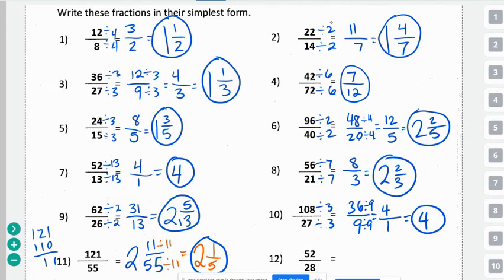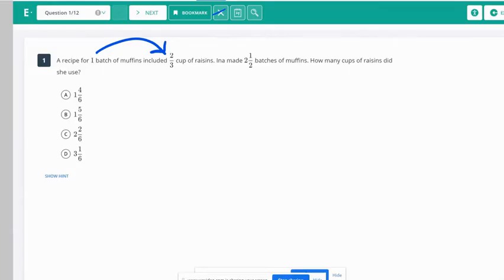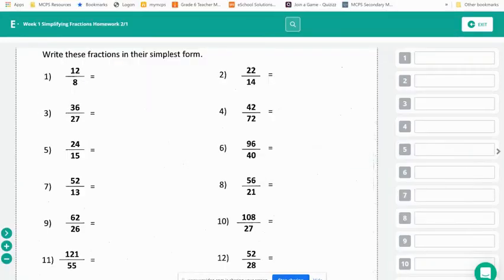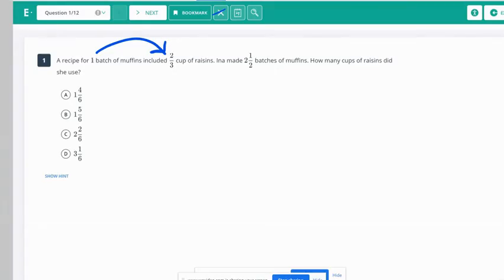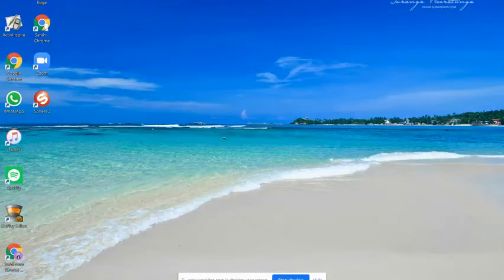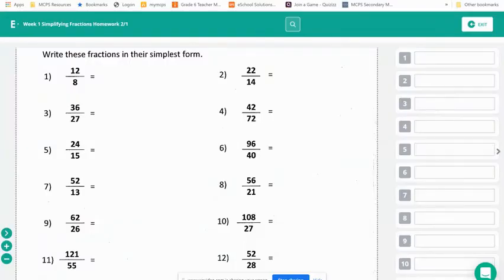Number 12, 52 over 28. Oh no, what did I do? All right, let's try it again.